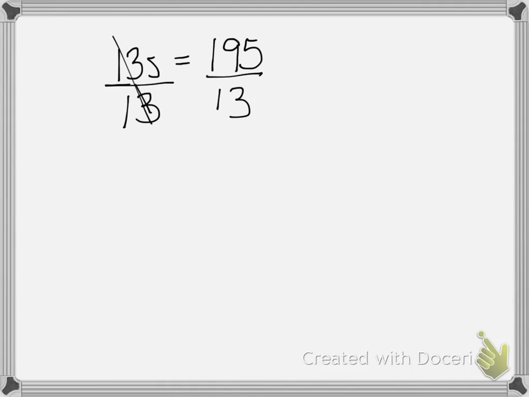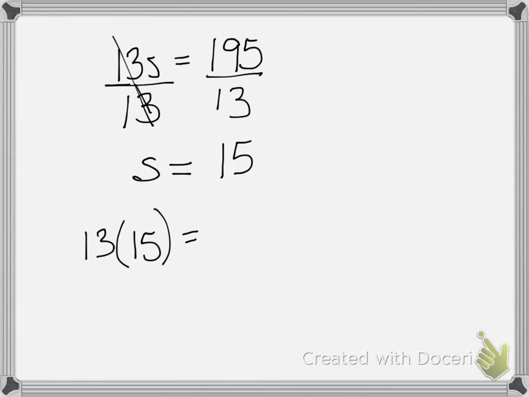Okay, if I'm looking at 13s is equal to 195. Okay, I want to get s by itself. Once again, it's being multiplied by the s here, 13 times s. So in order to get rid of 13, I'm going to do the inverse operation, which is divide. 13 over 13 is just 1. 1 times s is s. 195 divided by 13 is 15. Plug it back in and check. Is 13 times 15 equal to 195? Yes, it is. So that works.